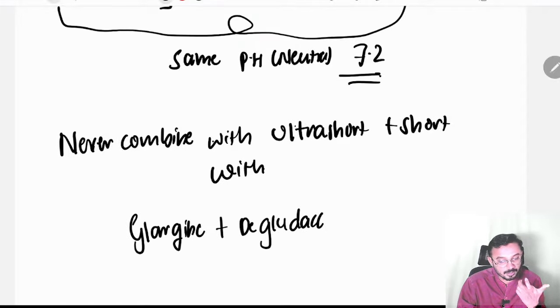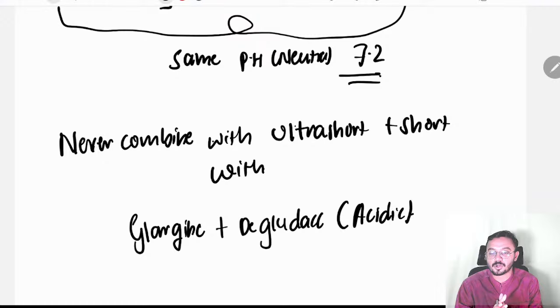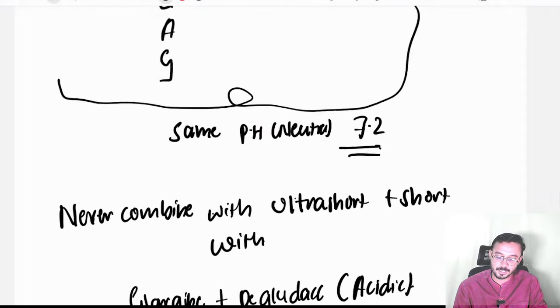Because their pH is different. They will lead to acidic pH. So this is the reason why you should not mix any insulins with glargine or degludec. They are the longest acting insulins and their pH is completely different. Okay, so this is the reason.